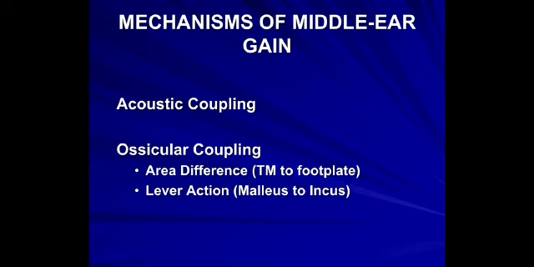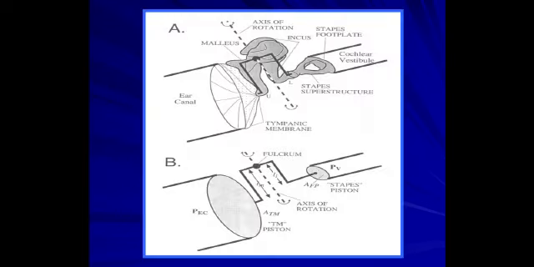The ossicular coupling is dependent on the areal difference between the tympanic membrane and the footplate. This is around 55 square millimetres towards 3 square millimetres, so the area is around 20 times lesser as it reaches the footplate of the stapes, and on the lever action between the handle of the malleus and the long process of the incus. As we see, the axis of rotation of the handle of the malleus and the long process of the incus causes a force to be generated.